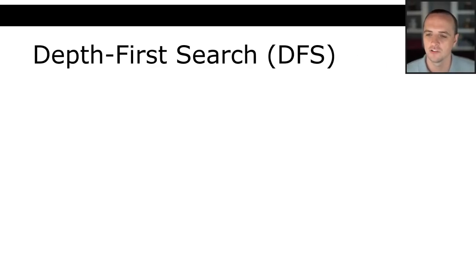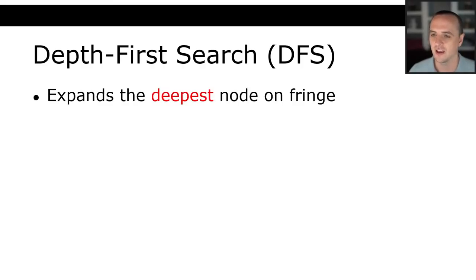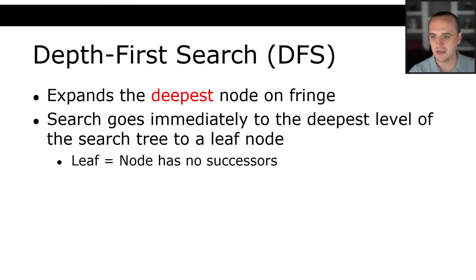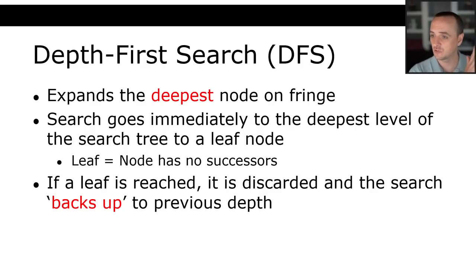All right. So we've done breadth first search. We've done uniform cost search. Now let's do depth first search. Depth first search is going to expand the deepest node on the fringe. So the search goes immediately to the deepest level of the search tree, to a leaf node. Remember, the leaf is the node that has no successors. If a leaf is reached, then it's discarded and the search backs up to a previous depth. We'll show an example of that.